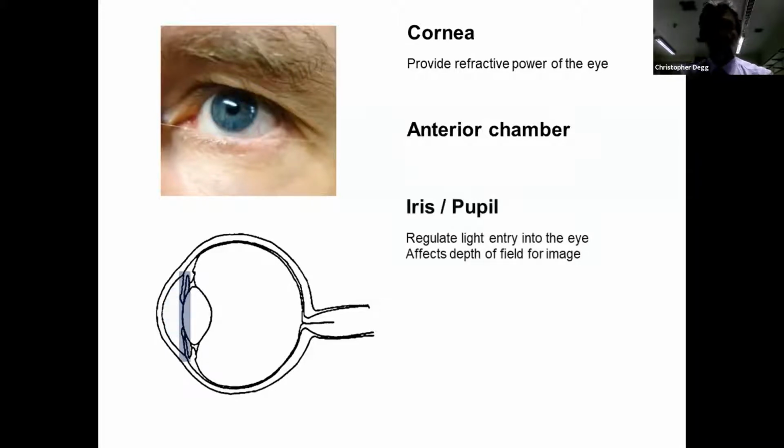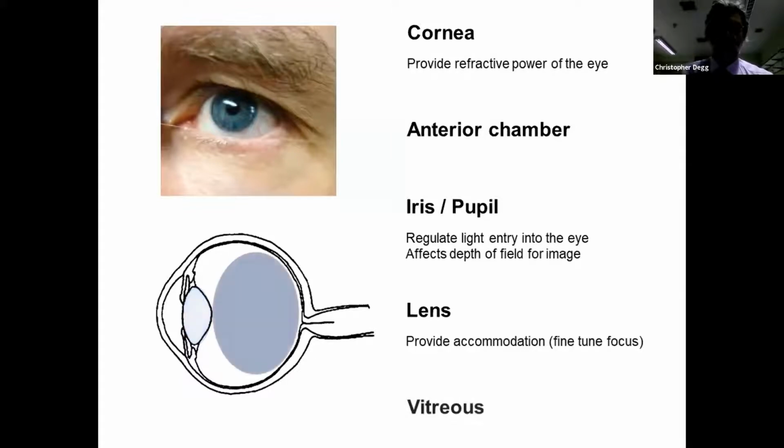Behind that, we have the iris, which controls the pupil, and this modulates the amount of light entering the eye. So when we go into the dark, the pupil opens. When we go into the bright light, it closes. If that wasn't working properly, then the image that we see would either be overexposed or underexposed. We then have the lens, which fine-tunes the focus of the rays onto the retina. And behind that, there's the vitreous, which is basically a clear sac filled with jelly that becomes more fluid-like as we get older.